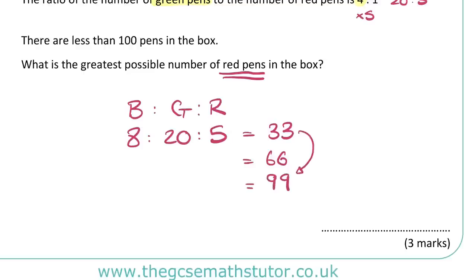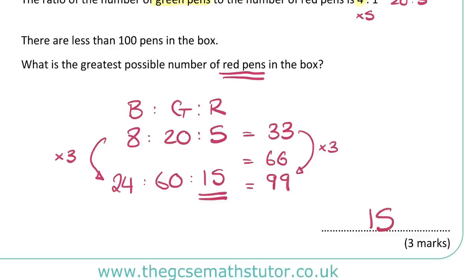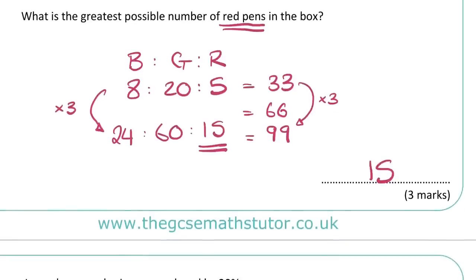We can't go more than that, but we can multiply them all by 3, and it will get us up to 99. Now, if we do that to all these numbers in the ratio, timesing them by 3, 8 would become 24, 20 would become 60, and 5 would become 15. And that's the really key one we want. That's the maximum amount of red pens that we could have. So that would be 15 as our final answer, and that's just looking at the total of that ratio and manipulating the total until we get to that limiting number. It had to be less than 100. So there we go, 15 red pens.